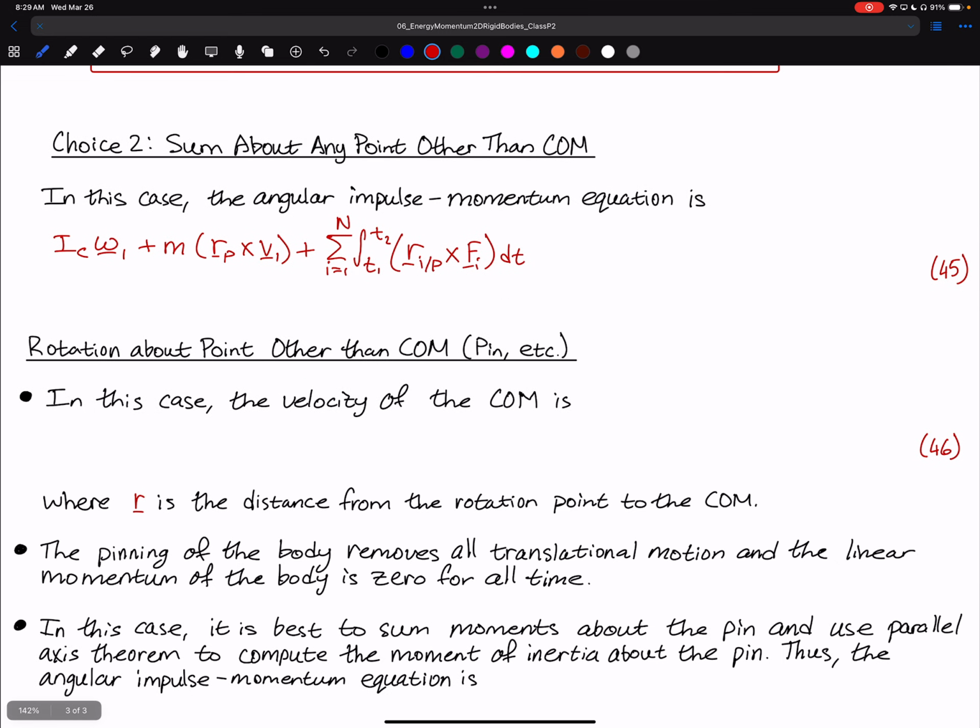So those are the moments caused by the impulsive forces, and then plus the summation from i equals 1 to P of the integral from t1 to t2 of M sub i dt. And this is then equal to I sub c omega 2 plus m r sub P crossed with v2.